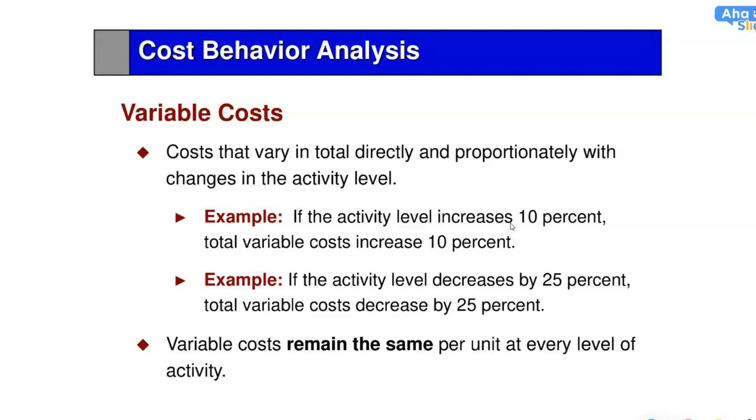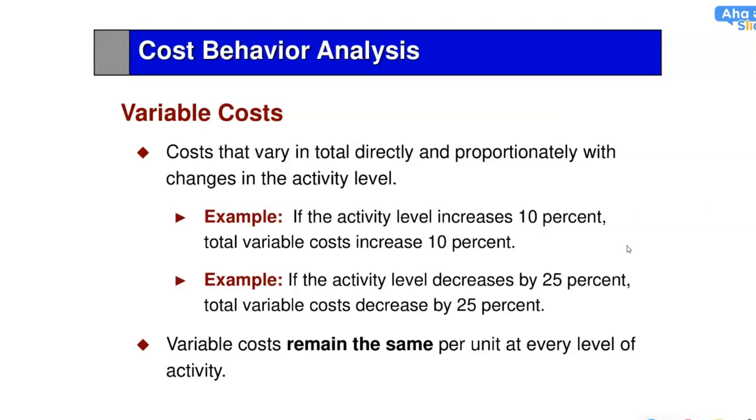If I double production, the total cost doubles. If I multiply production by 10, the total cost goes up 10 times. That means that cost is proportionally related to the level of activity, so that meets the definition of a variable cost. When we're predicting the future and want to know which is a variable cost and which is not, the definition is a cost that will vary or change in total.